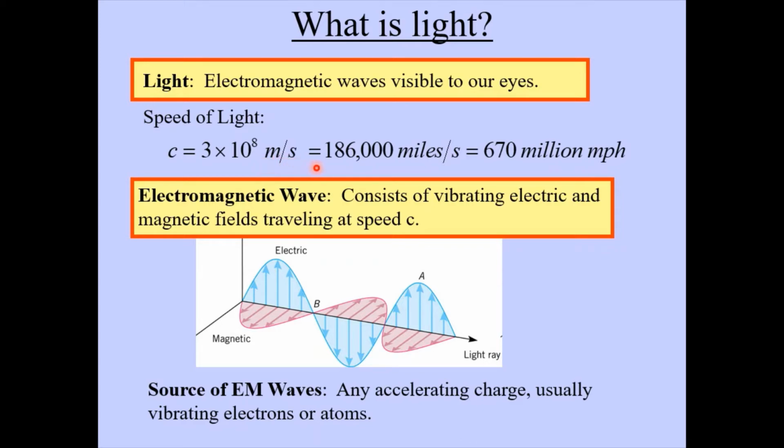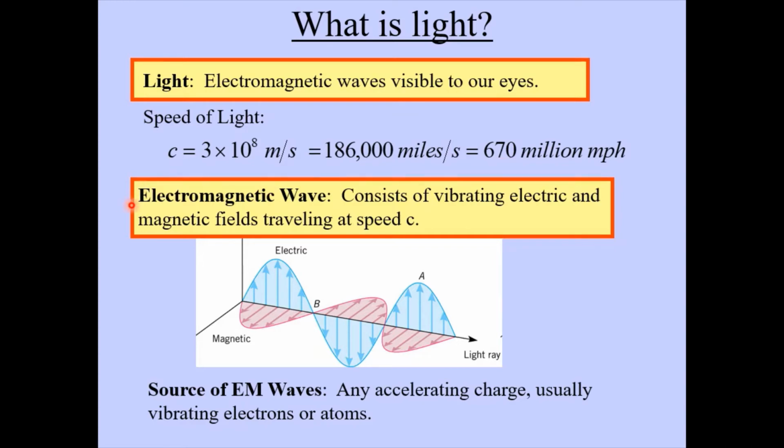That also can be put into different units. For example, that's equal to 186,000 miles every second. Or in miles per hour, the speed of light is 670 million miles per hour.